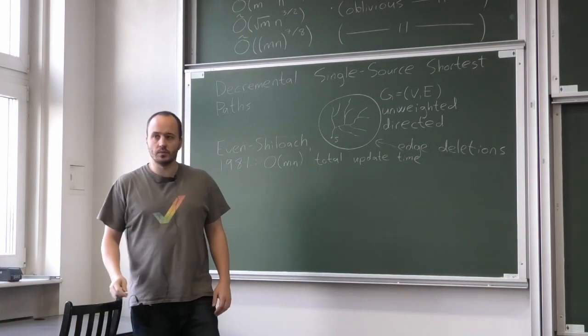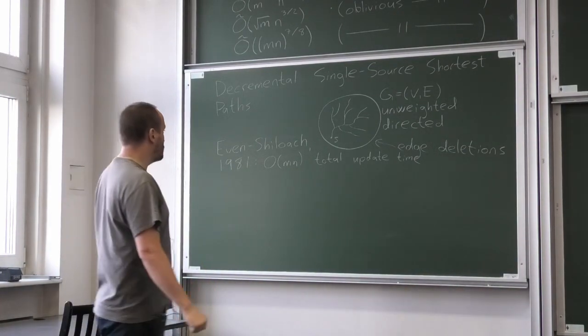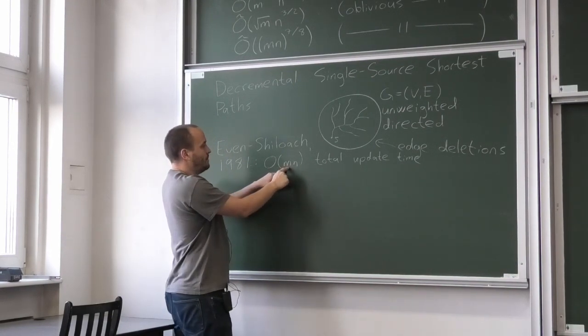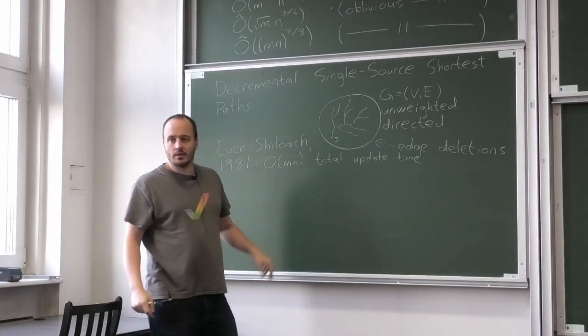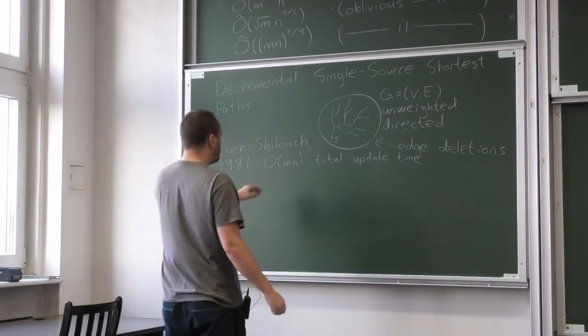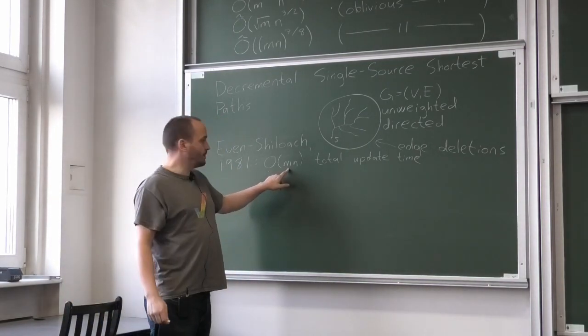Right, so we're looking at amortized running time. So if you look at how many deletions there are in total, there are m deletions, so the amortized update time is order n, the number of vertices. The question is, can we improve this bound here?